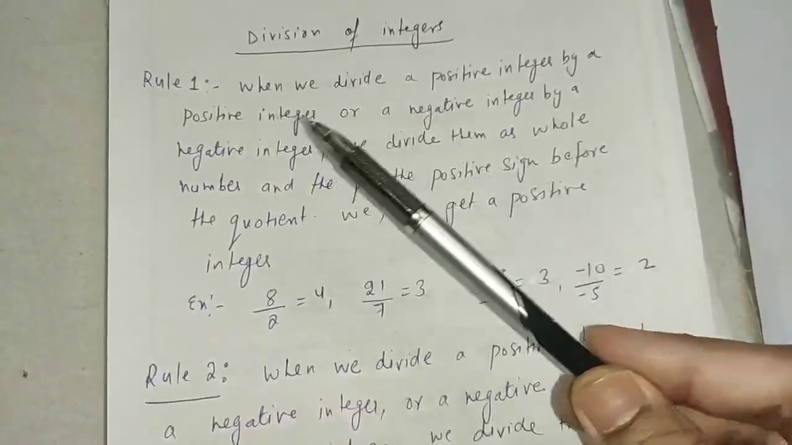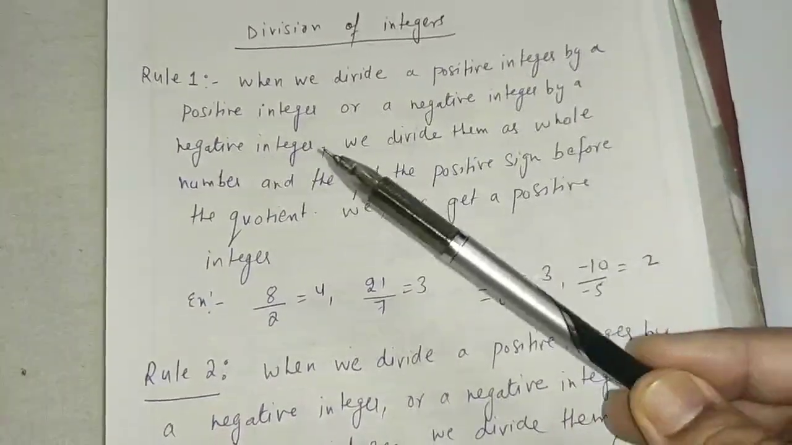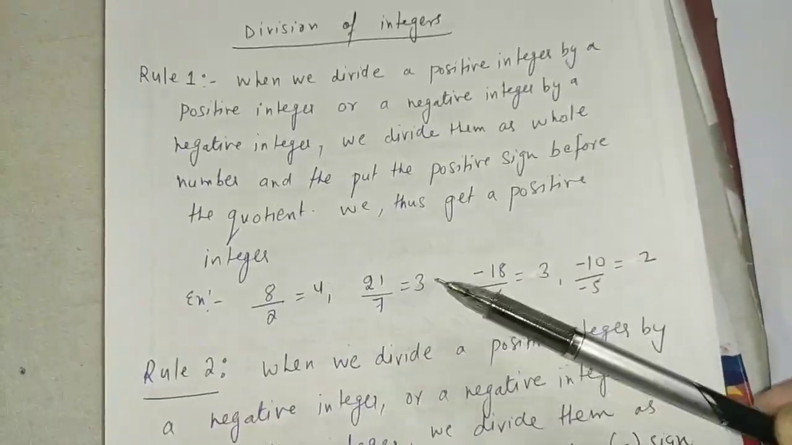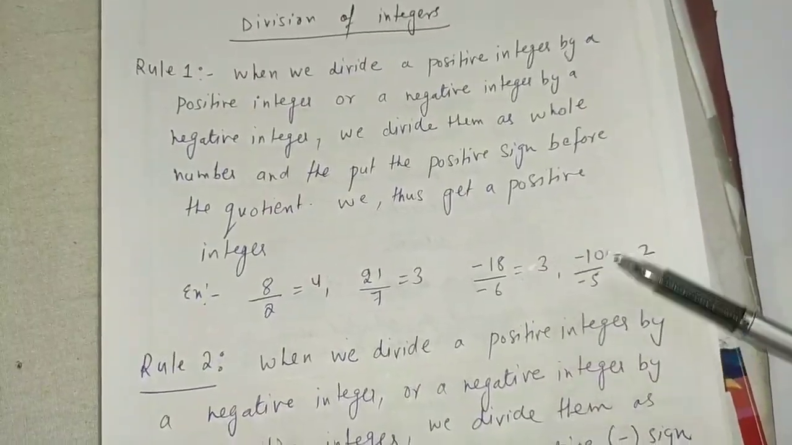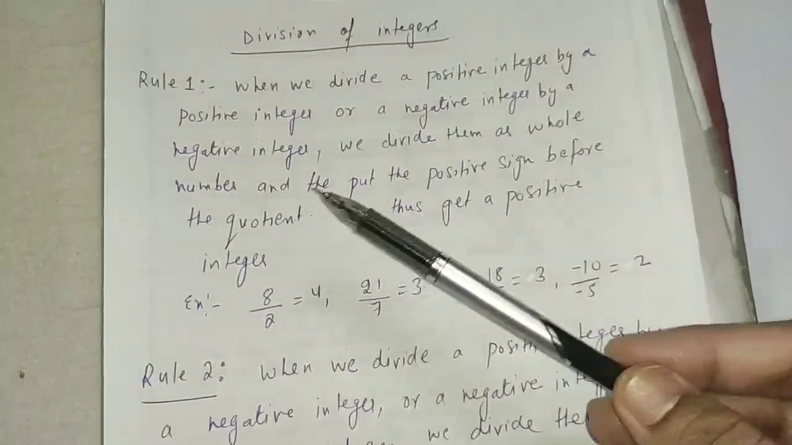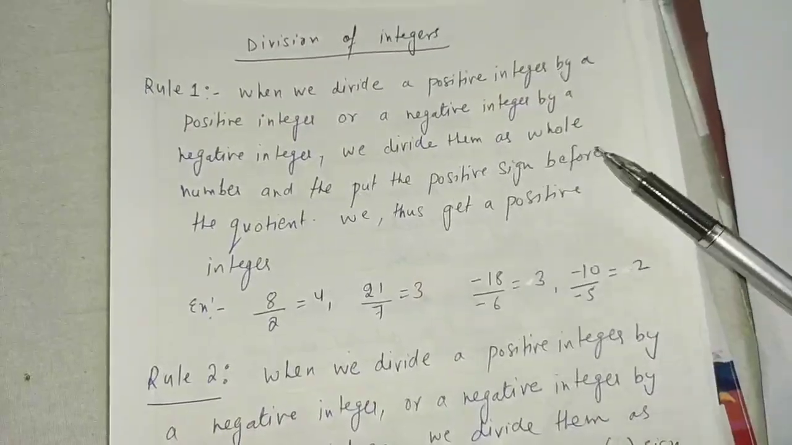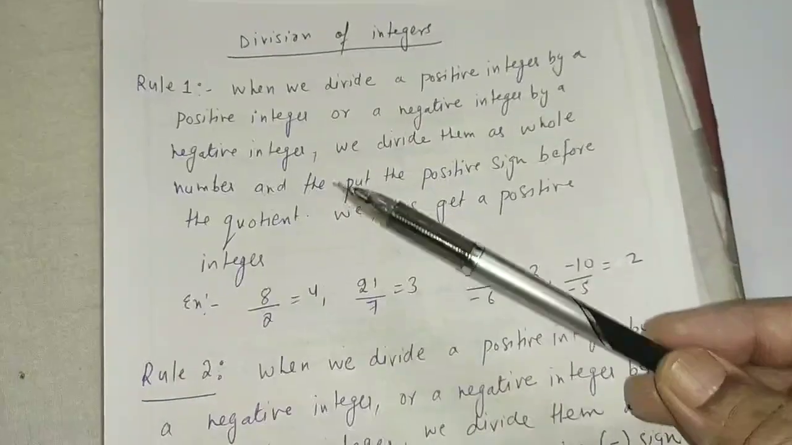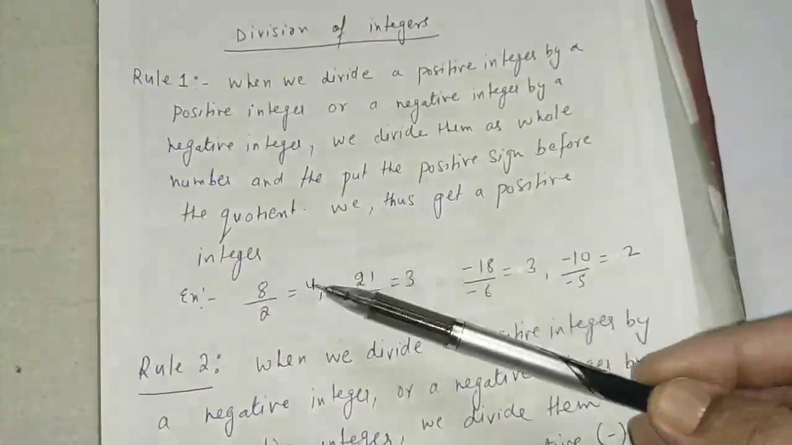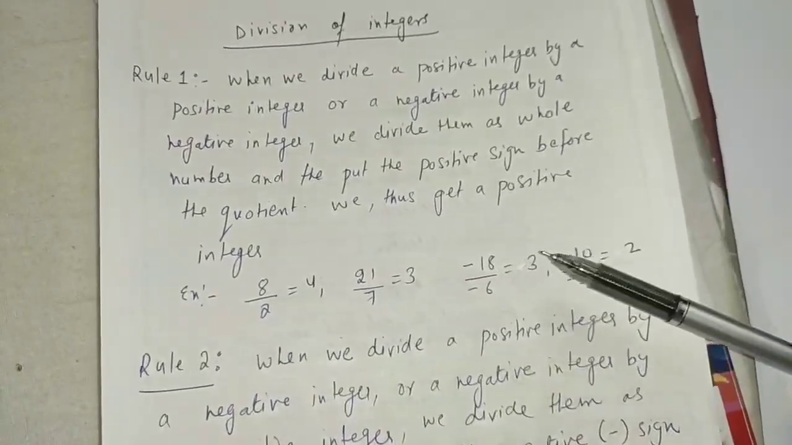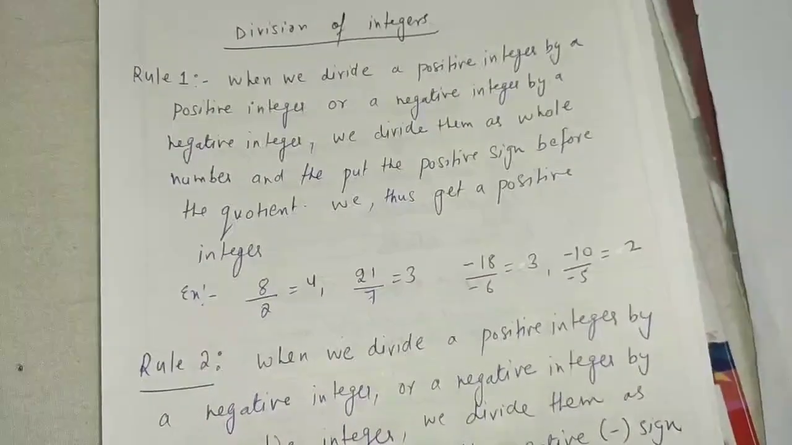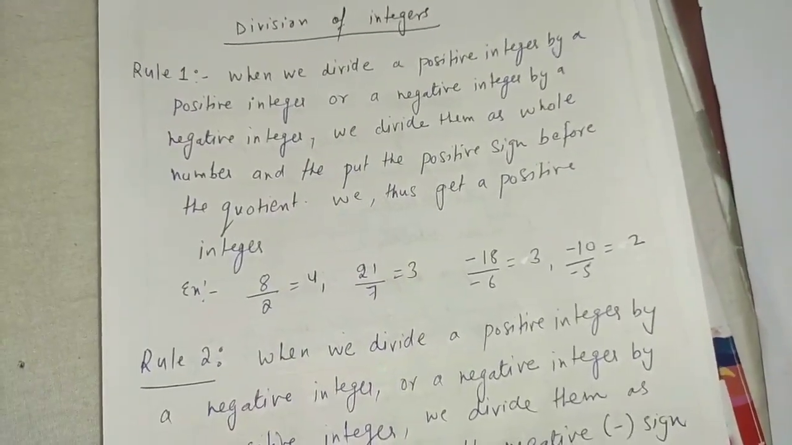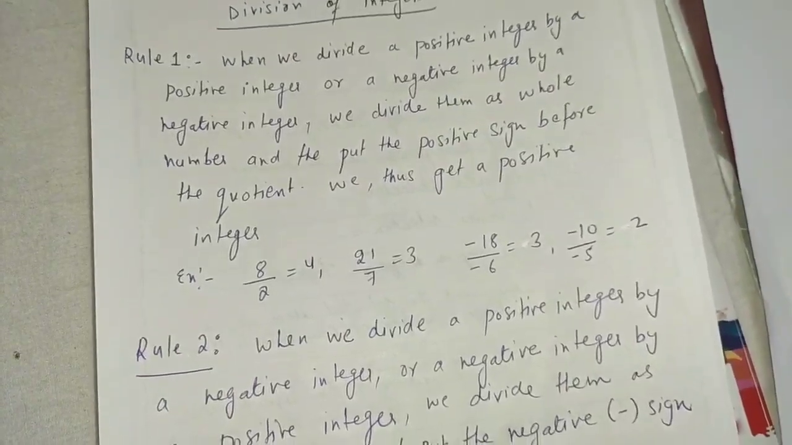So when we divide a positive by a positive integer or a negative integer by a negative integer, we divide them as a whole number. We simply divide them, like 8 by 2, 4, 21 by 7, 3, minus 18 by 6, 3, 10 by 5, 2. So we divide them as a whole number and put the positive sign before the quotient. So if you see, this is positive, this is positive, this is positive, and this is positive. So clear? Means when positive divided by positive, answer will come positive, or negative divided by negative, answer will come positive. Okay, because positive is very simple, and two negatives divided is also a positive. Like in the case of the multiplication, when we multiply two negatives, the answer is coming positive.